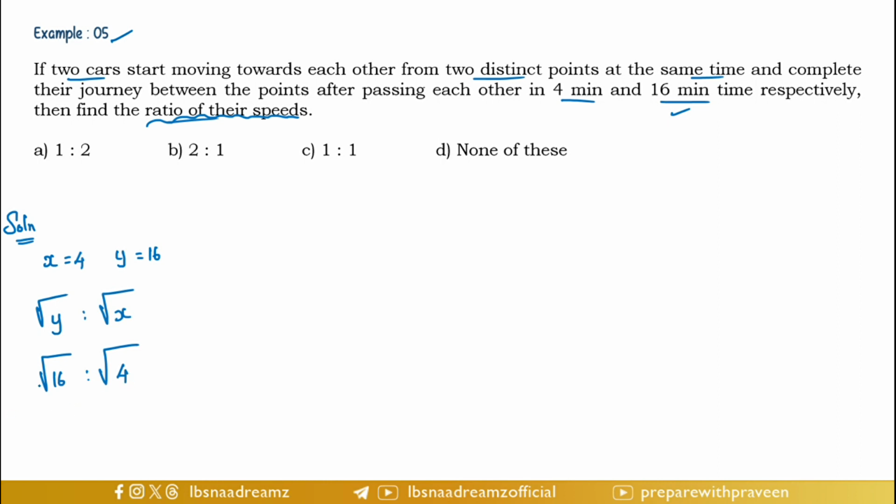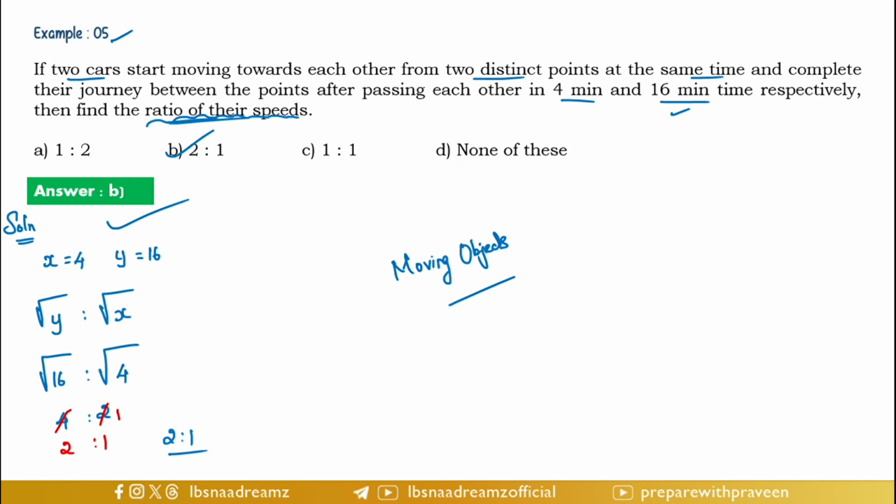So what is the square root of 16? 4. What is the square root of 4? 2. So if we simplify this, 2 2s are 4, 1 2 is 2. So 2 is to 1. Ratio of their speeds is 2 is to 1. Option B is the right answer. Yes. Option B is the right answer. So with this we are completing the problems related to moving objects. Okay, let us move on to the next type.